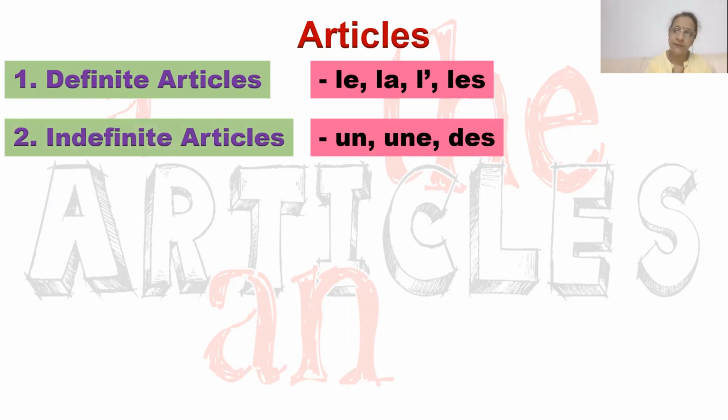Articles in French are very important. Students, please understand the importance of articles, because in French, articles help us to identify the number and gender of the noun. So we have to have an article. Even the names of the countries in French are categorized into masculine countries and feminine countries. And they have to have an article. We say la France, le Japon, le Canada. So we have to have an article even before the name of the countries.